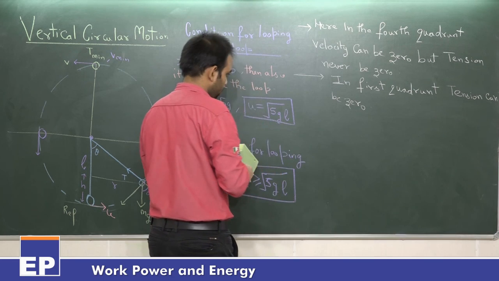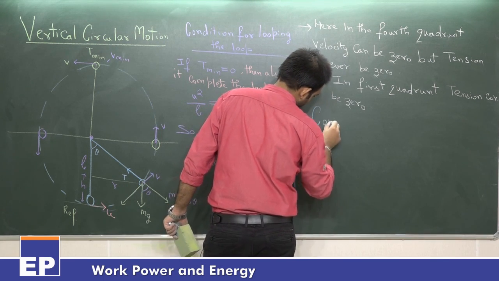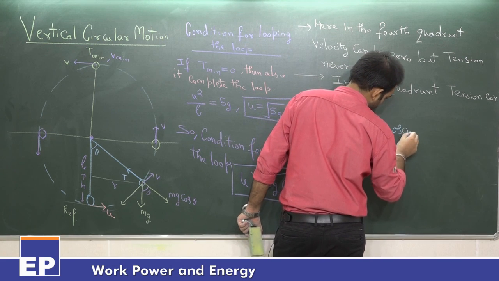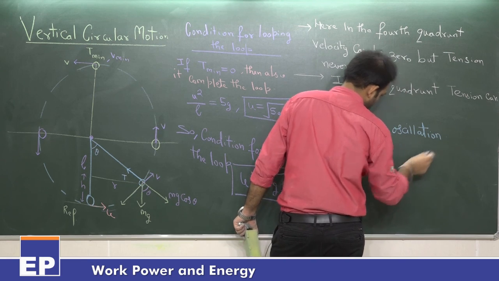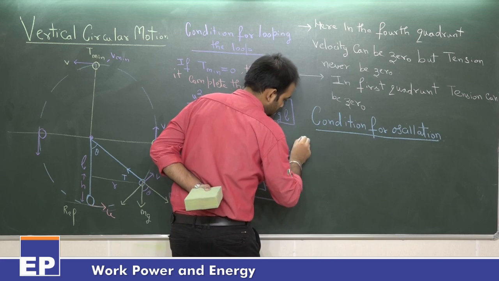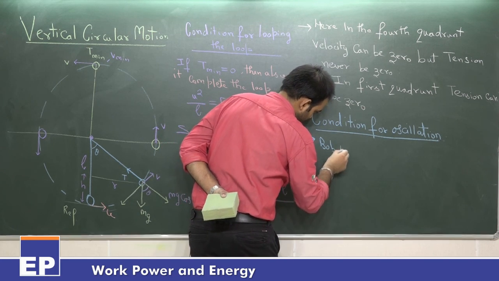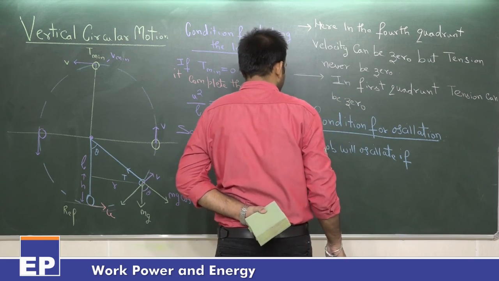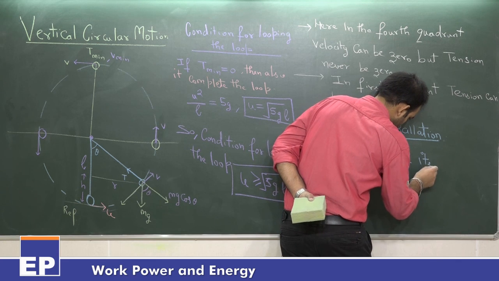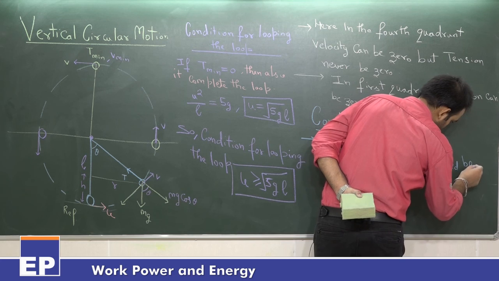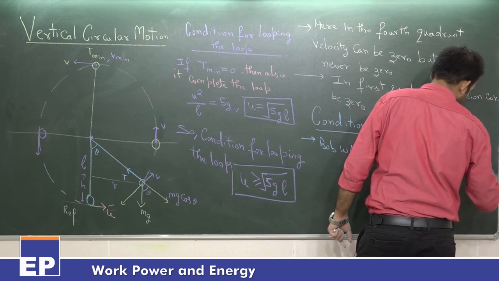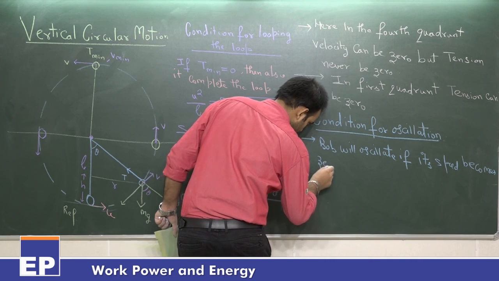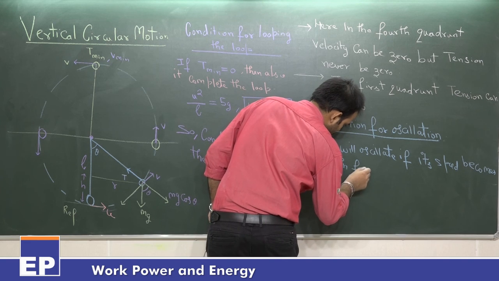Next is the condition for oscillation. The bob will oscillate if its speed becomes 0 in the fourth quadrant.